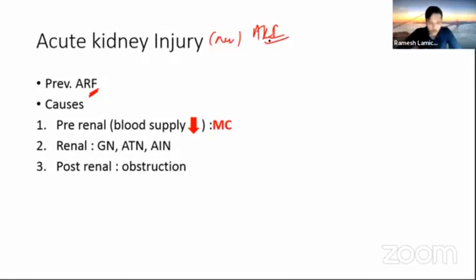So what are the causes? The causes of acute kidney injury are divided into three types: prerenal, renal, and postrenal. Prerenal is the most common one, and anything that decreases the blood flow to the kidney can cause the prerenal cause of acute kidney injury. Another one is renal: glomerulonephritis, acute tubular necrosis, and allergic interstitial nephritis. And the postrenal cause, that obstructs the renal outflow, can cause acute kidney injury.